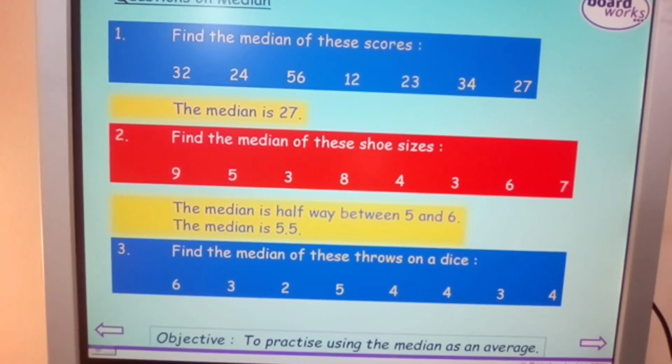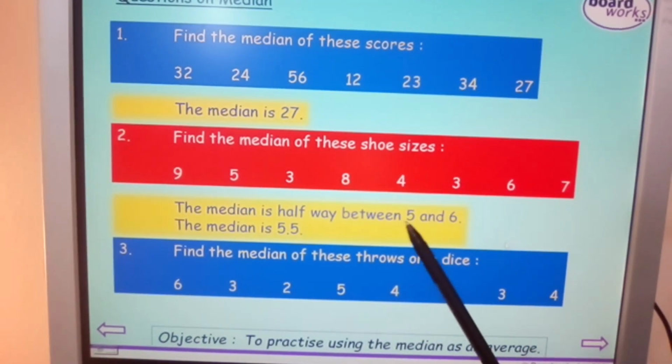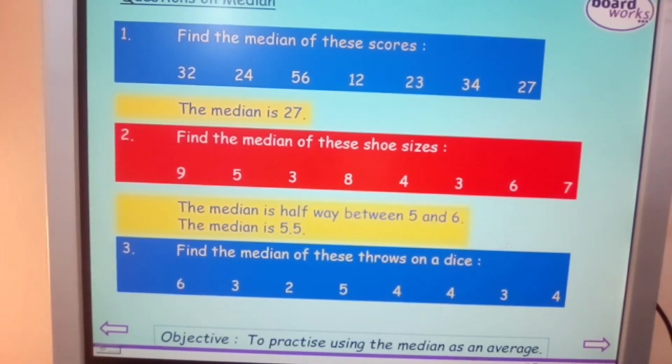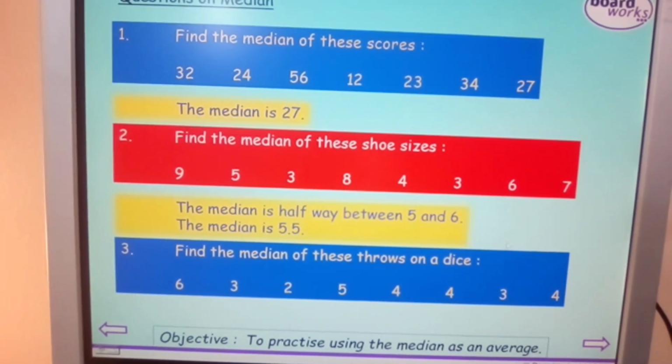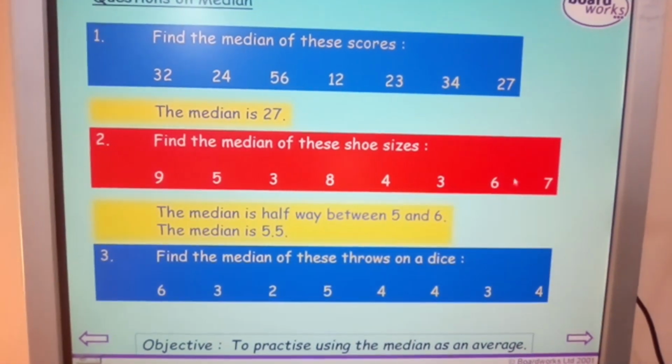Now, how did he get 5.5 here? Ask yourself. Because what he did here was to add 5 and 6 together, which gives you 11. And if you divide 11 by 2, you'll get 5.5. Okay, so that is something you need to bear in mind.